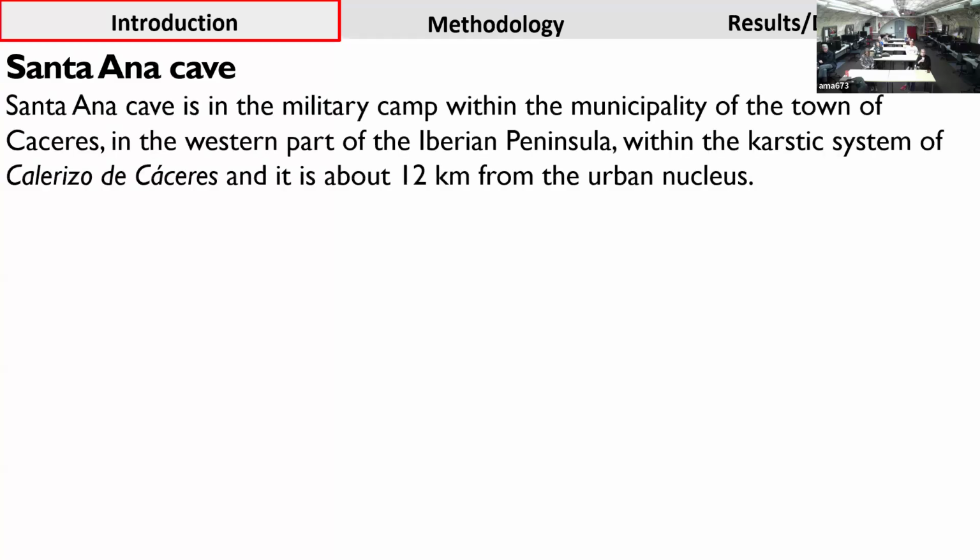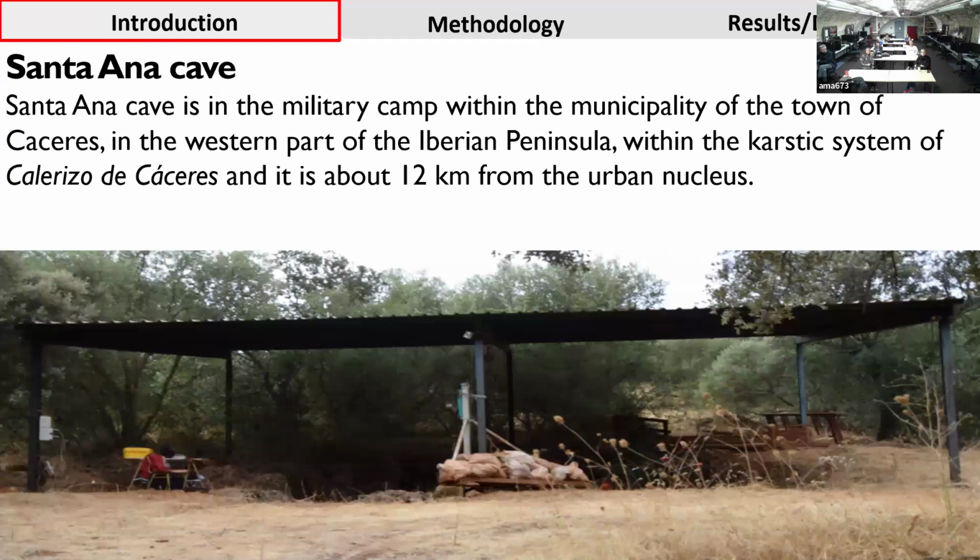So moving on to Santa Ana Cave, which is the cave where I've carried out my work. It's found within Calorito de Cáceres, within the broader region of Casareño complex. Currently it's found within a military camp in Cáceres. All the time that we went there for excavations and for survey, some form of documentation needed to be carried out, so it was very difficult to get into this camp. It is situated within the karstic system of Calorito de Cáceres, and it's about 12 kilometers from the urban nucleus. And this is the picture of the cave.